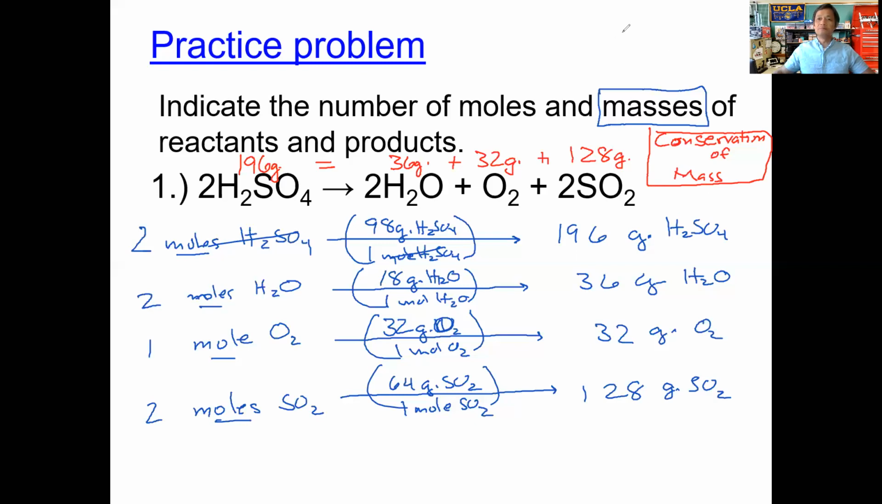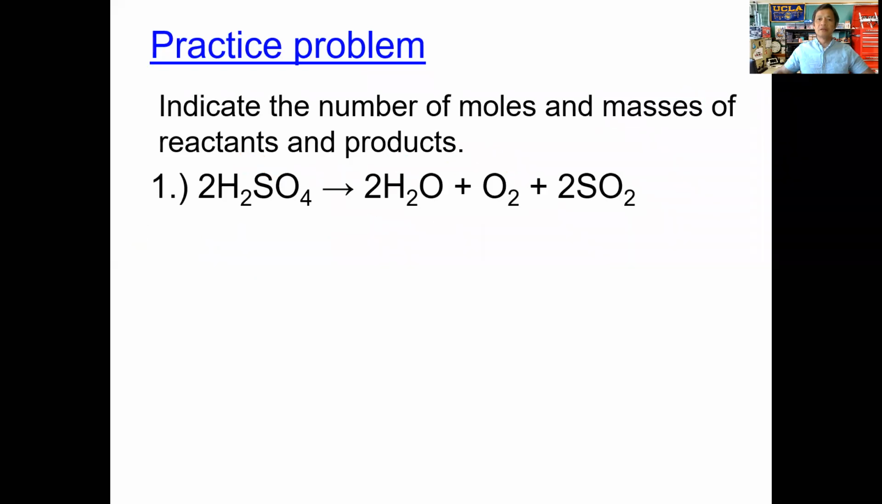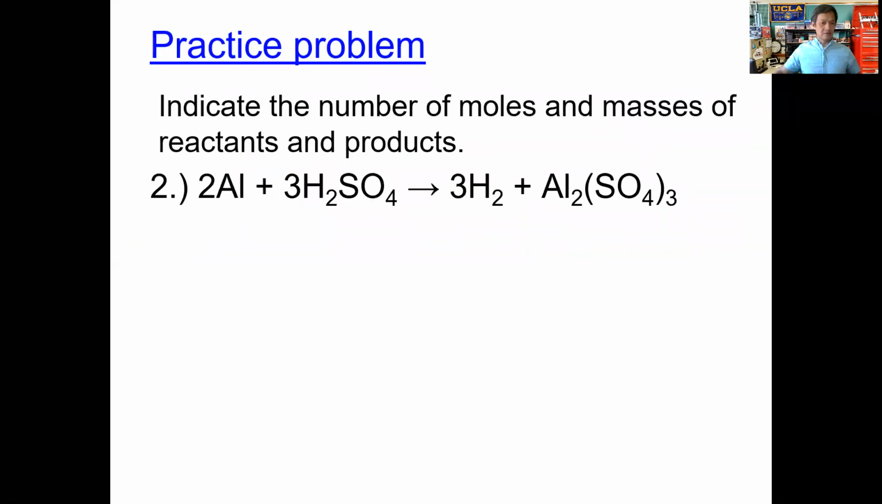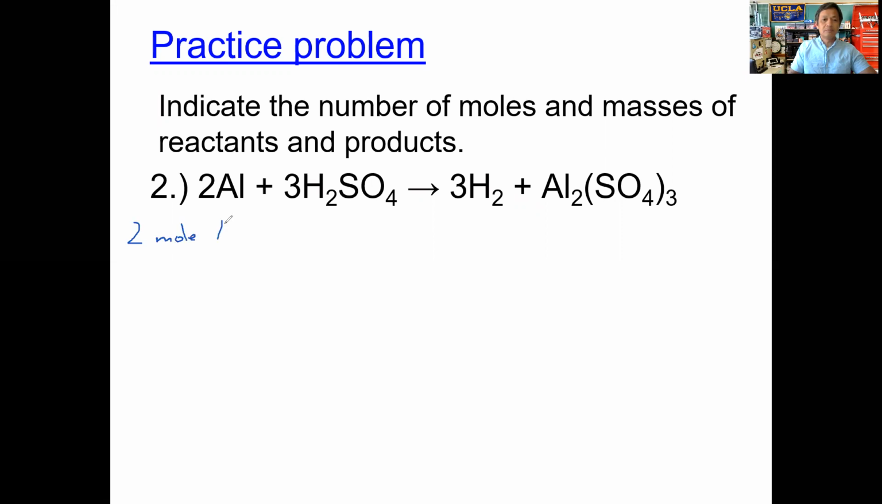So let's continue on, and let's take a look at the next problem. Okay. So I asked you to do this as well. So let's go ahead and let's work this one out together. Okay. All right. So let's do the same thing. We start out with 2 moles. So if you take a look at the balanced equation, then we start out with 2 moles of aluminum.